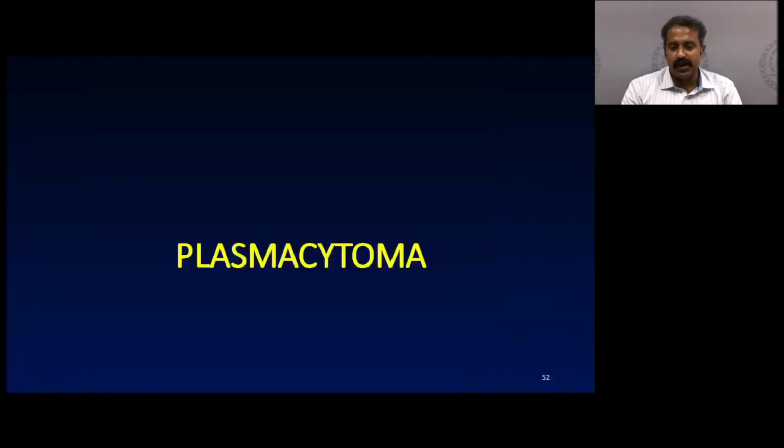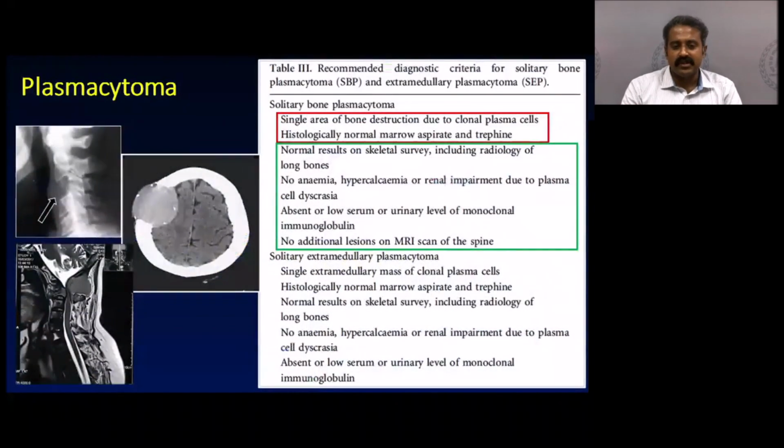Now switching from multiple myeloma to plasmacytoma. Plasmacytoma means there is a single area of bone destruction which can be due to clonal plasma cells, and you have to have a normal bone marrow aspirate and trephine biopsy. The skeletal survey should be normal. The patient should not have any CRAB features, and the patient should not have any M-band or any abnormality in the MRI.